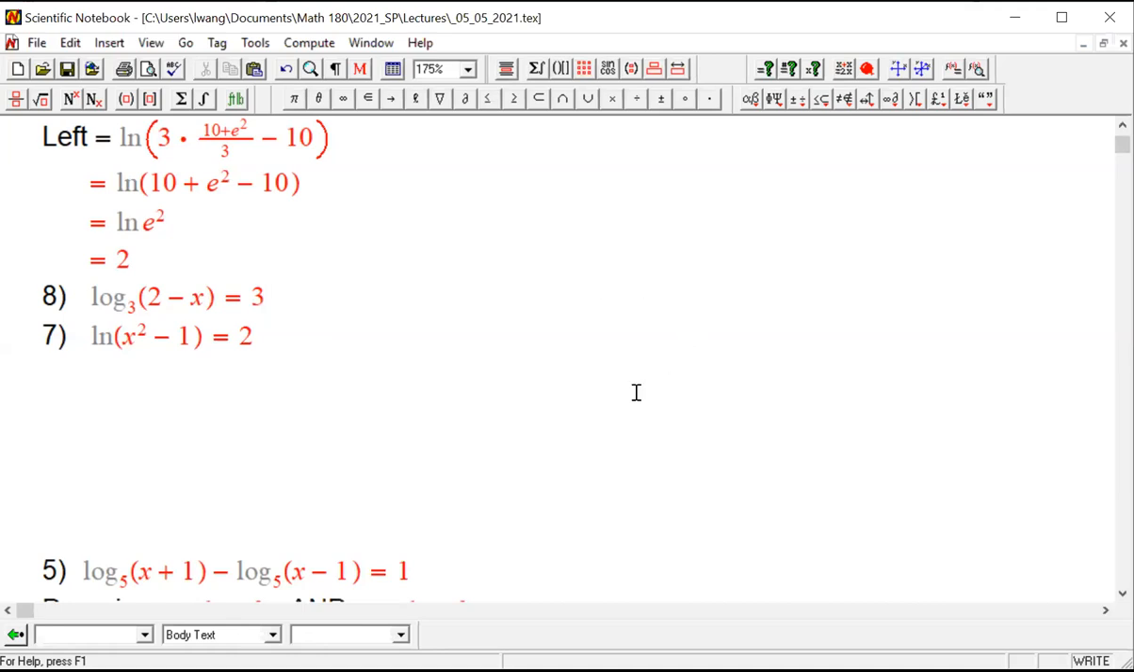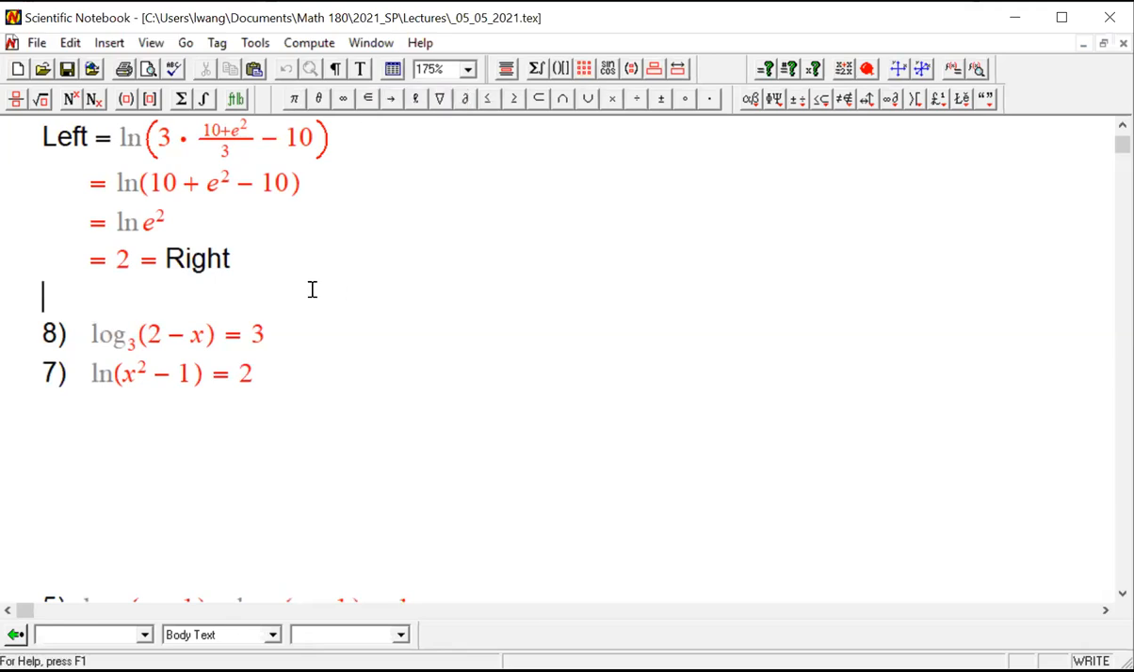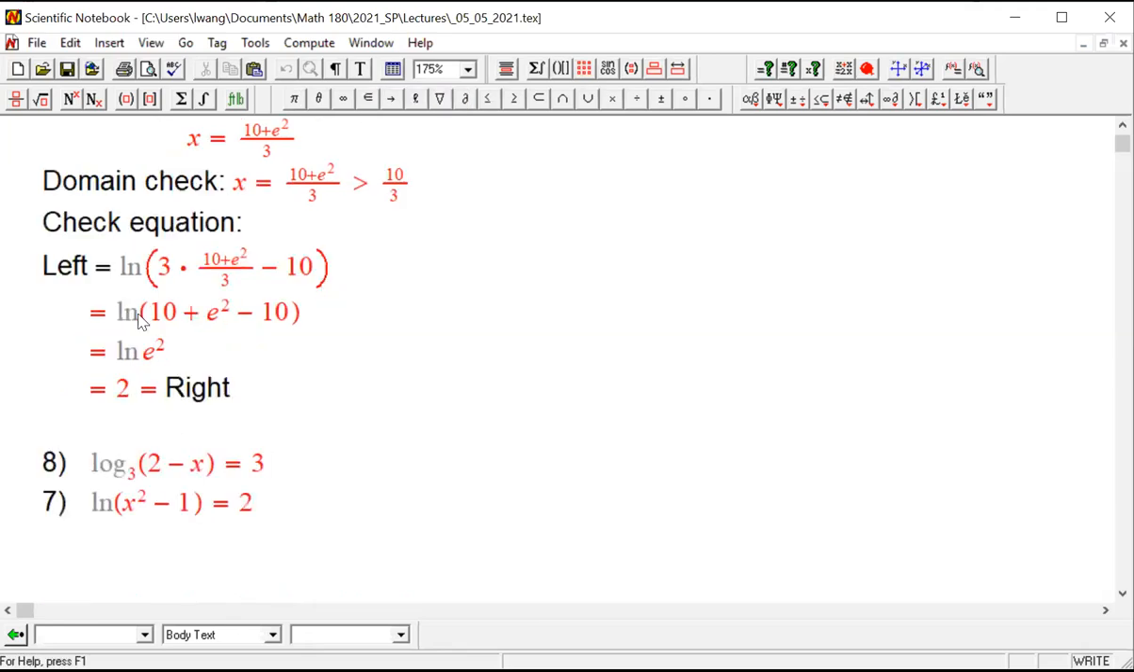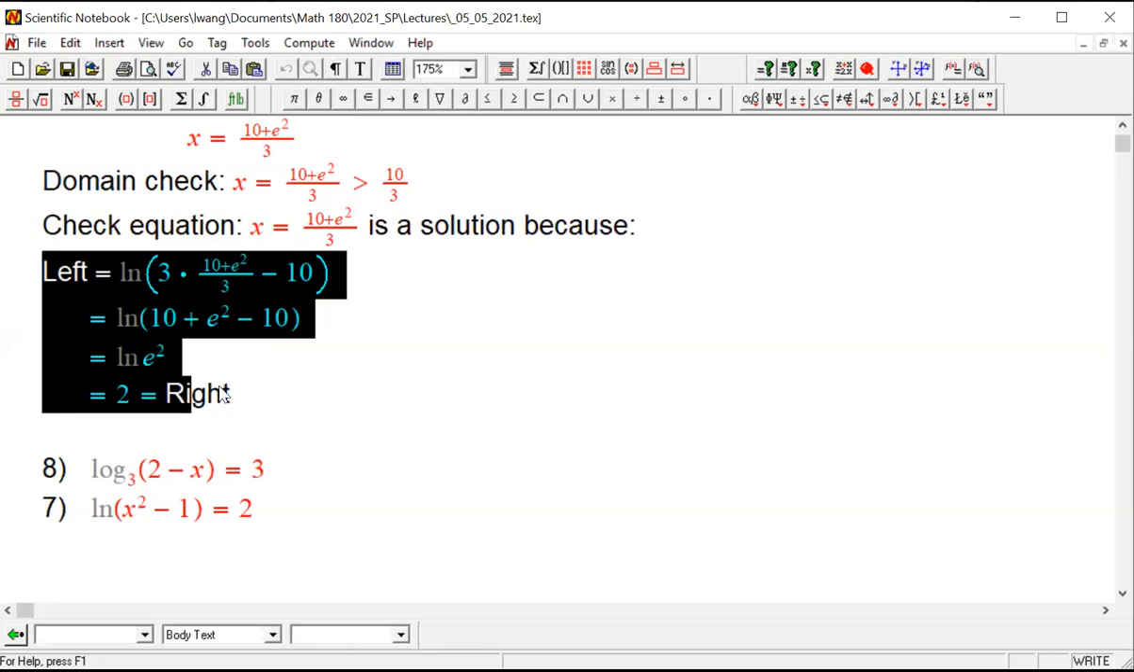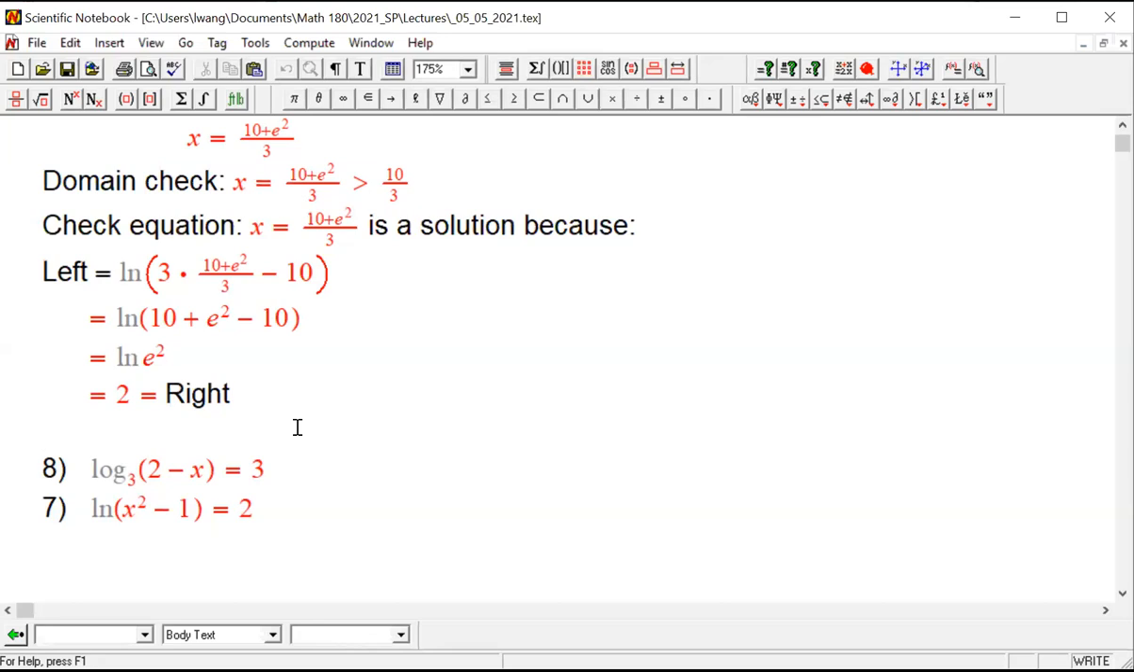Okay. And therefore, of course, we're going to draw the conclusion, and this equals the right-hand side. The right-hand side is 2. Check equation. So you can also make your sentence this way: x is a solution because of the following steps. You can write it this way. This will save you a little writing.